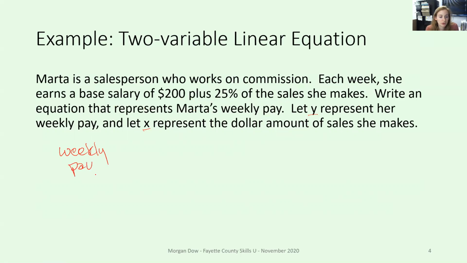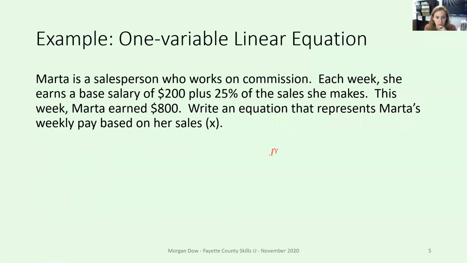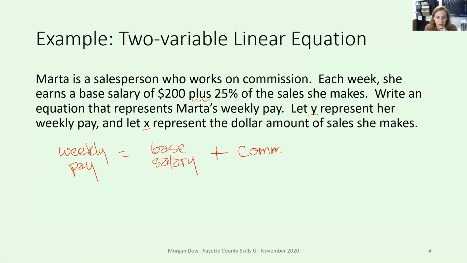Let's think about what are the components that go into her weekly pay. Well, she's got that base salary that she makes. And then on top of that, it says plus, she makes 25% of the sales that she makes. So that's the commission. So plus the commission that she is earning. I'm going to do a second take of this equation where I replace the words with the actual algebra. So her weekly pay, that's y, equals her base salary, which is 200, plus 25% of the sales that she makes.